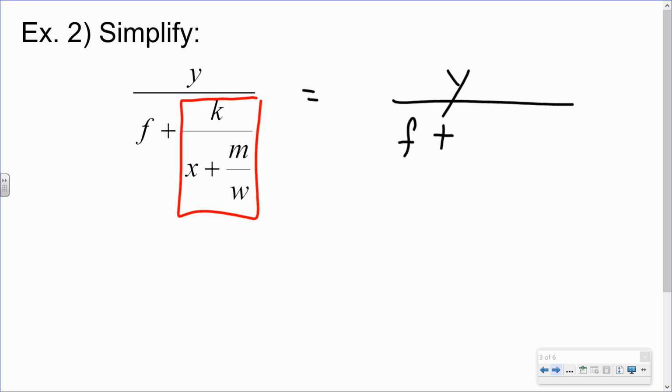So what do I need to do to simplify that k over x plus m over w? What do I need to do to simplify that? Somebody who hasn't already answered. Or I can just start calling on people. Chloe.